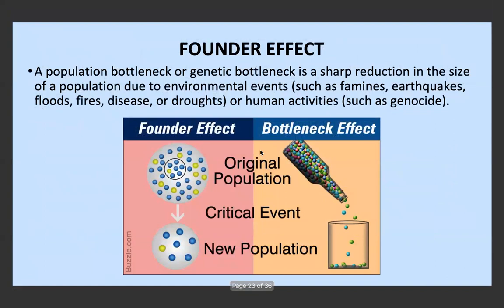So if we just quickly compare the founder effect and the bottleneck effect, the founder effect just comes when there's an original population that moves away and forms a new population, whereas the bottleneck effect is when there's a reduction in size of the population because of environmental effects or human activities. So environmental effects, something like famine, earthquake, natural disasters; human activity, something like war or genocide.